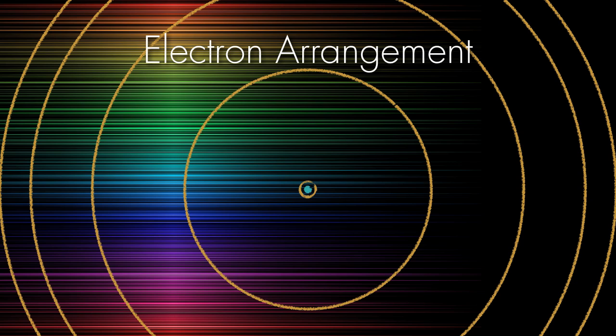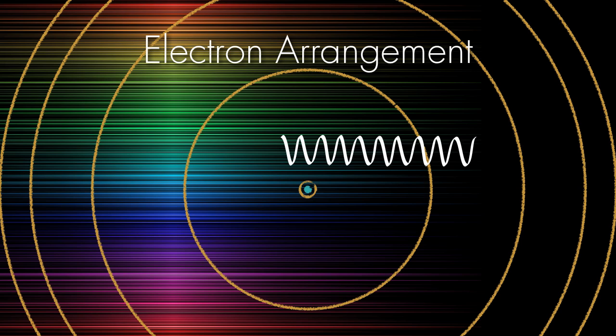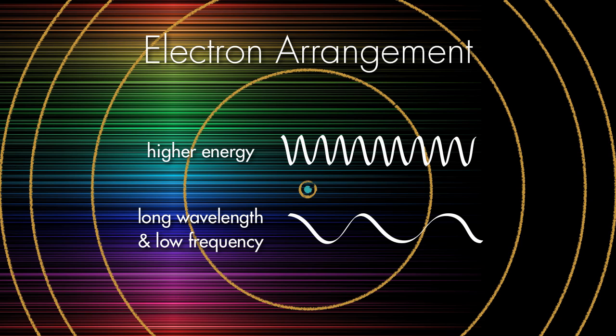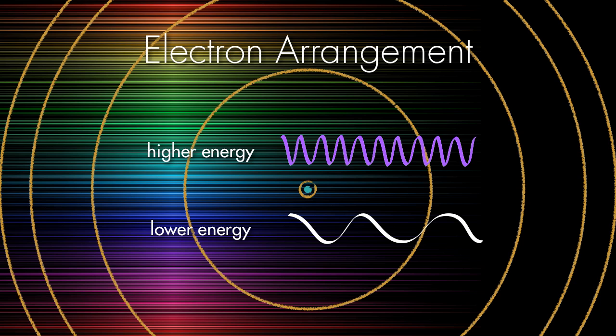But first, we need to talk about light and energy. Light is a wave, and waves come in different shapes. This first wave has a short wavelength and a high frequency. The second wave has a long wavelength and a low frequency. The shorter wavelength, high frequency wave has a higher energy, while the long wavelength, low frequency wave has a low energy. The higher energy side of the visible spectrum is the purple end, whereas the low energy side of the visible spectrum is the red end.